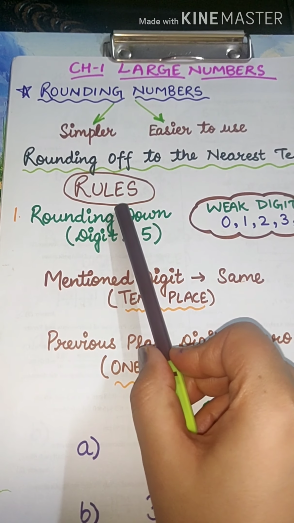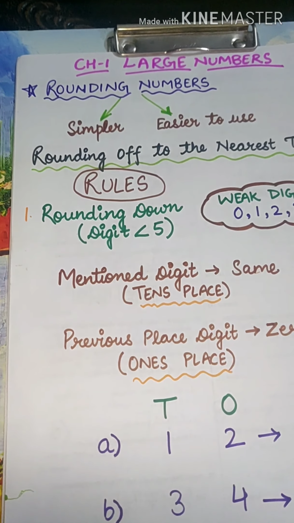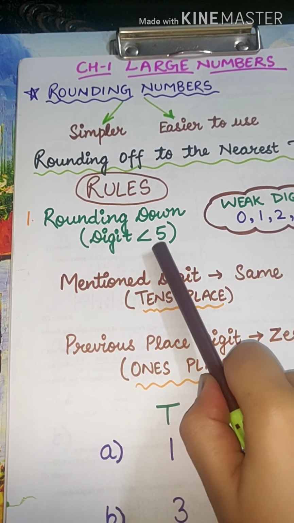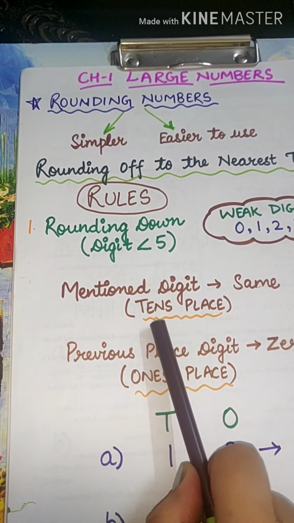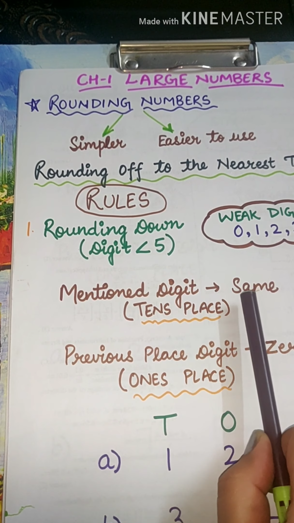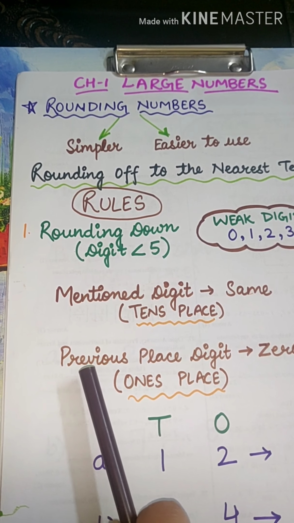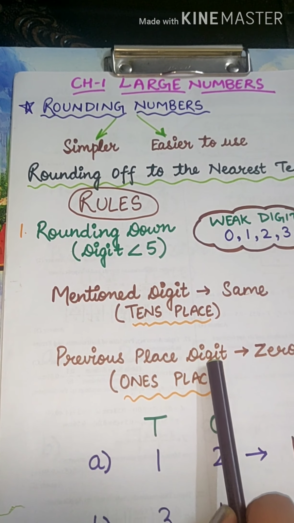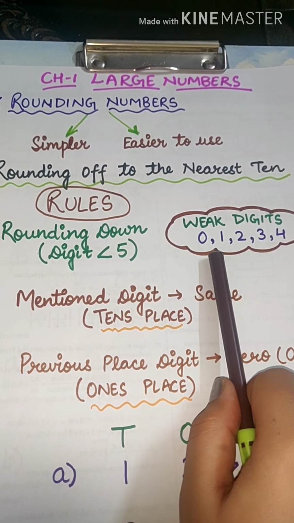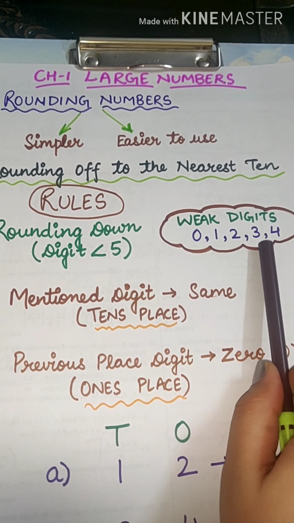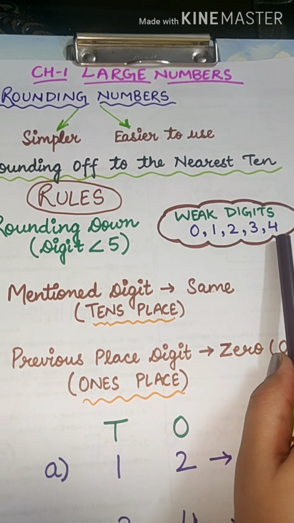For that we need to follow some rules, and rule number 1 is rounding down. Now when is it done? When the digit is less than 5. The digit which is at tens place will remain the same, and the digit which is at ones place, that is the previous place digit, will become 0. Here I have a trick for you. 0, 1, 2, 3, 4 will be considered as weak digits.